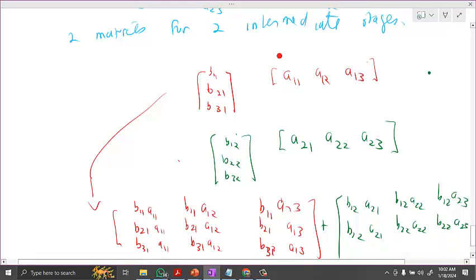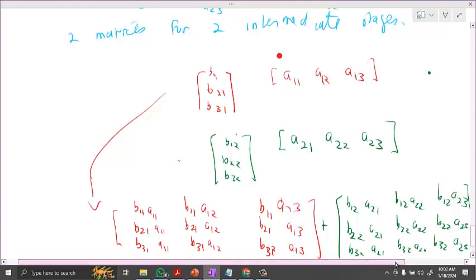First one is B32, A21. I made a couple of mistakes here. This is going to be B22, not B12. That's B22, B22, B22. This is going to be B32, A21, B32, A22, and then B32, A23. I think that's right now.